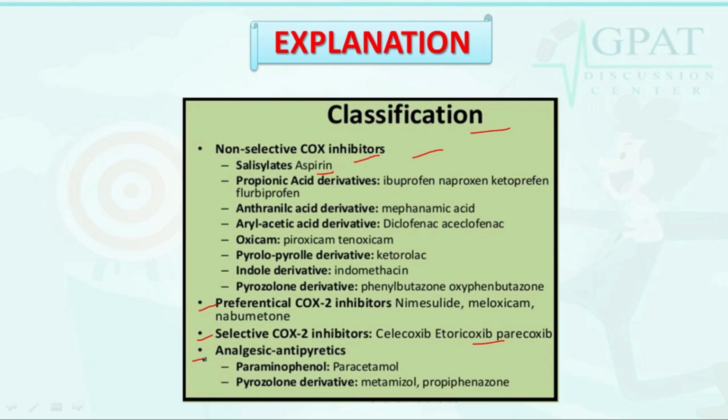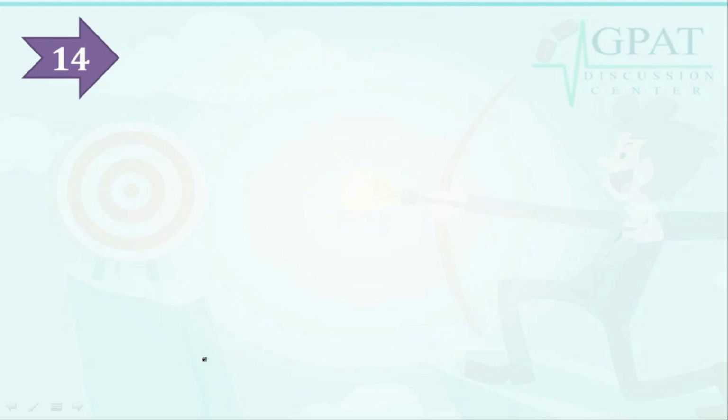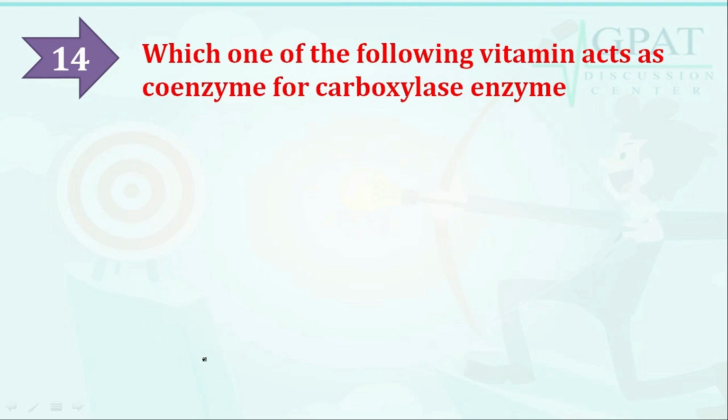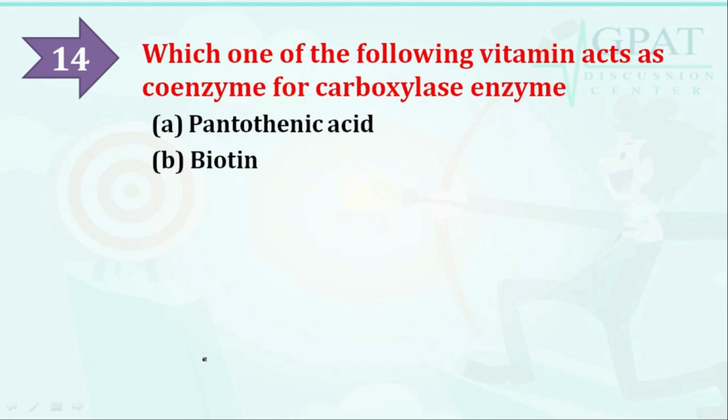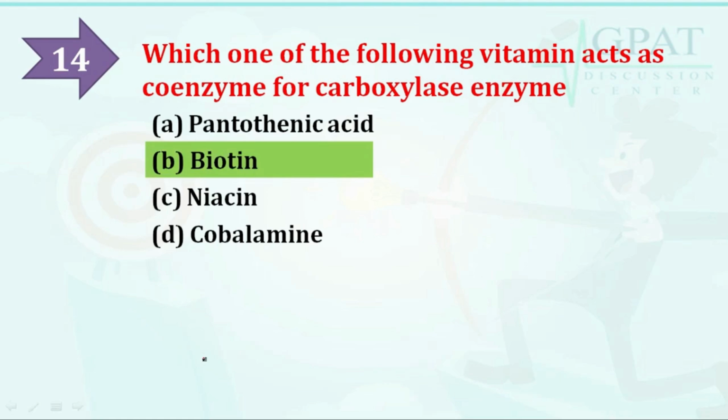So the next question is, which one of the following vitamins acts as a coenzyme for carboxylase enzyme? And the options are, A is pantothenic acid, option B is biotin, option C is niacin, and option D is cobalamin. And the correct answer is biotin.